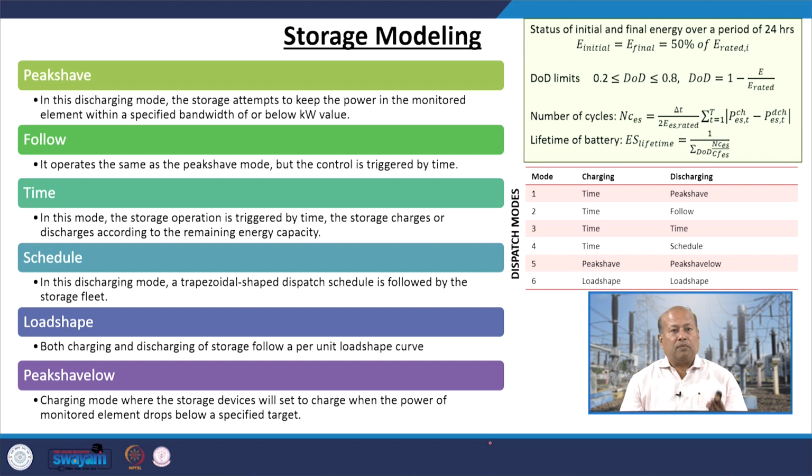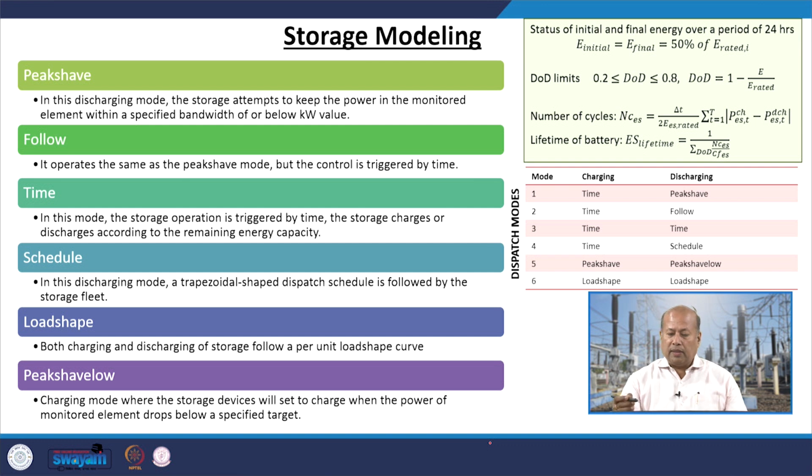The time mode operates the same as the peak save mode, but the control is triggered by time. In time mode, the storage operation is triggered by time. The storage charges or discharges according to the remaining energy capacity. Then in schedule mode, in the discharging mode, a trapezoidal dispatch schedule is followed by the storage fleet. Both charging and discharging of storage follow a per unit load shape curve, and in charging mode, the storage devices are set to charge when the power of the monitored element drops below a specified target.